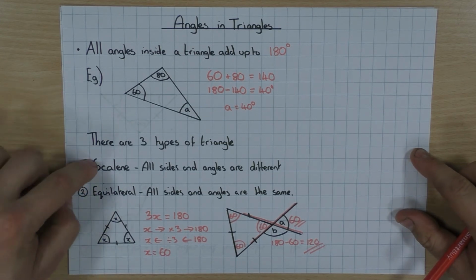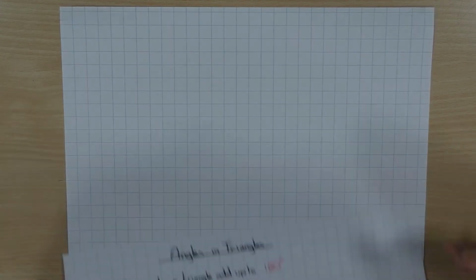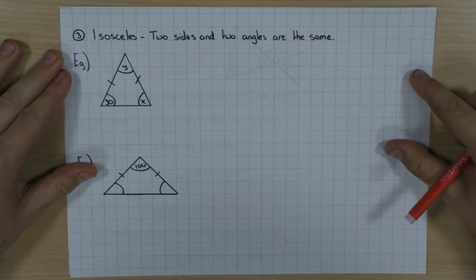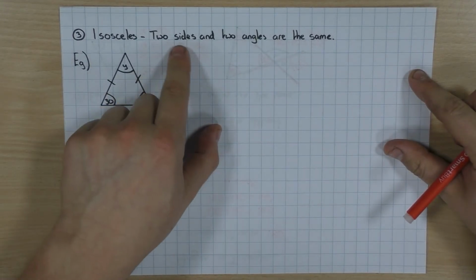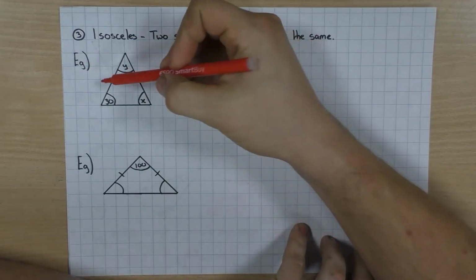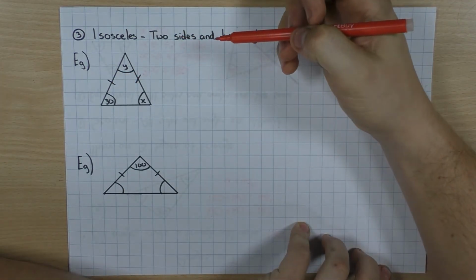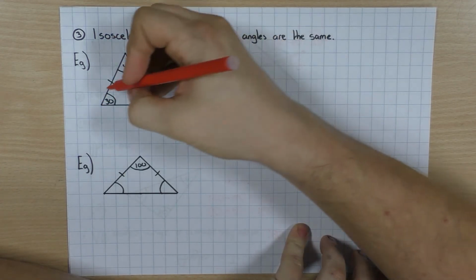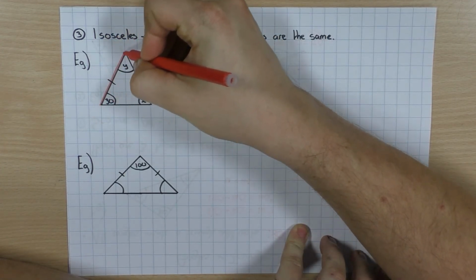So that's two triangles, scalene and equilateral. The last one is isosceles. Now, isosceles has two sides and two angles that are the same. So again, I've got these two dashes going through my sides, so that tells me that these two sides are the same. And then what I do is I just highlight them.